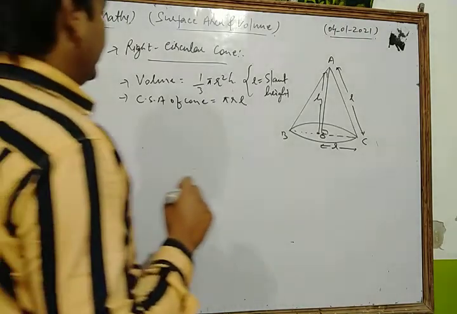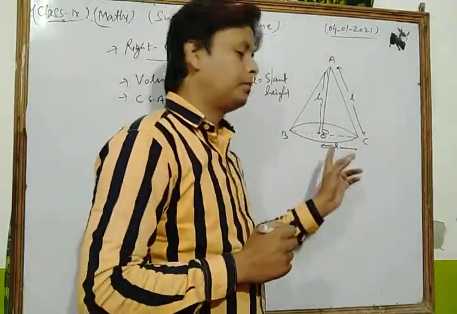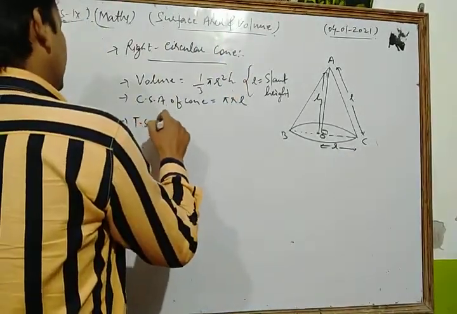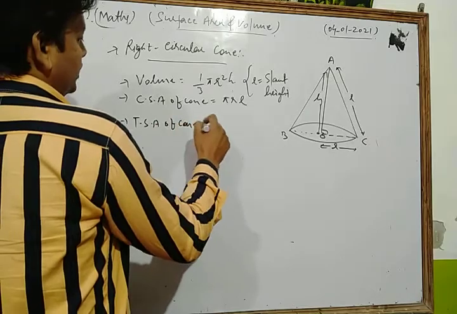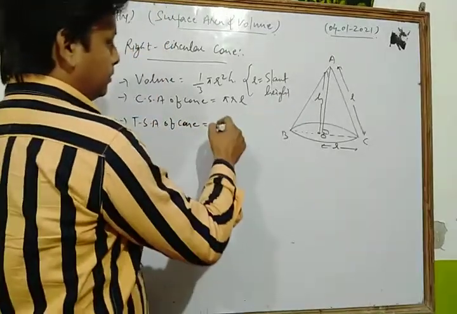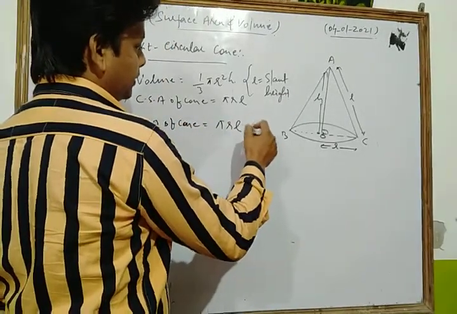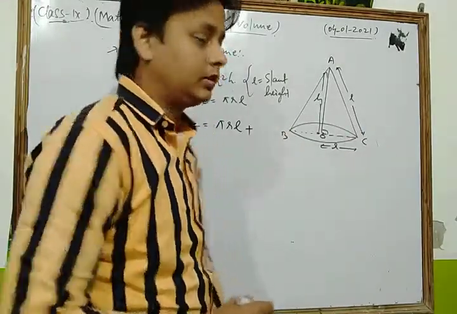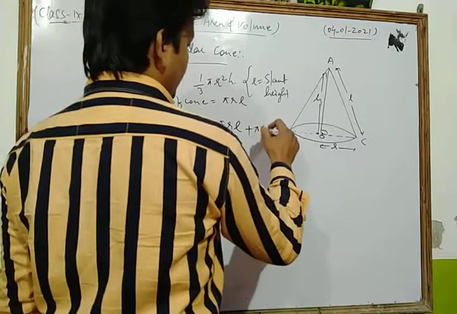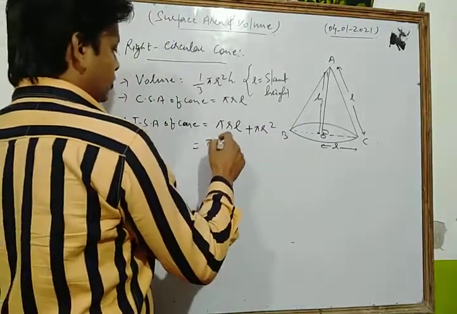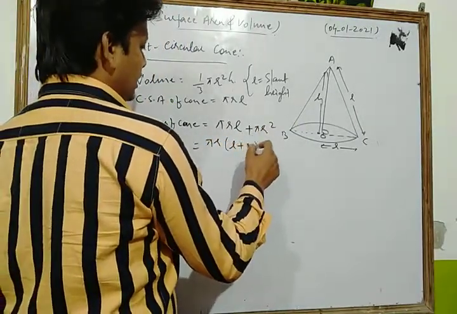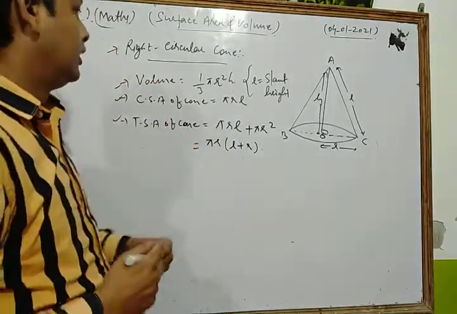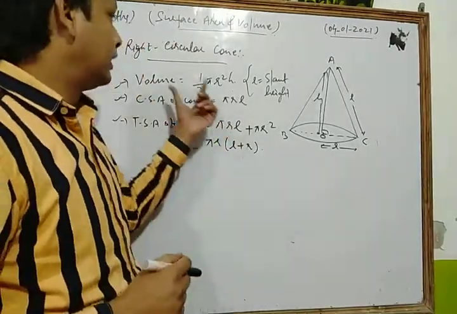Now, the curved surface area of the cone is pi r l. Now, the total surface area of the cone is pi r l, its curved surface area, plus the area of its base. You know the base is circular, so pi r square is added there. Taking pi r as common, we get pi r times l plus r. So this is the formula for the total surface area, curved surface area, and volume of the cone.